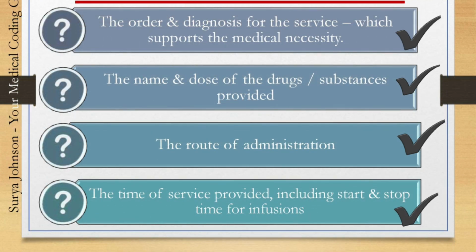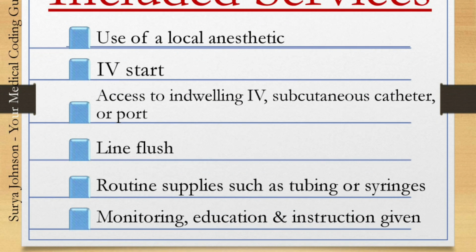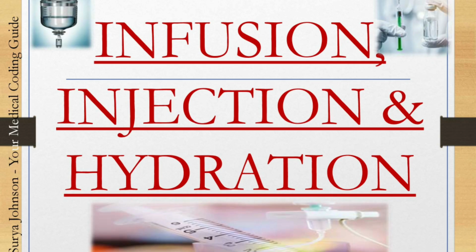There are certain services included in these CPT service codes which cannot be coded separately, like the use of local anesthetic, the IV start, access to the indwelling IV subcutaneous catheter or port, line flush, routine supplies such as the tubing and syringes, then the monitoring, education or instruction given to the patients by the nurses or the doctors. These services cannot be coded separately because they are all included in these CPT codes. Hope you all have a clear picture of hydration, infusion and injection CPT codes. We'll see some clinical examples.